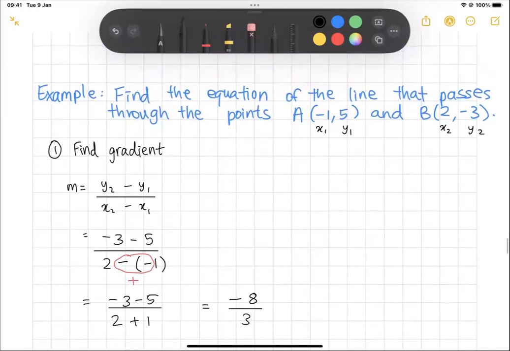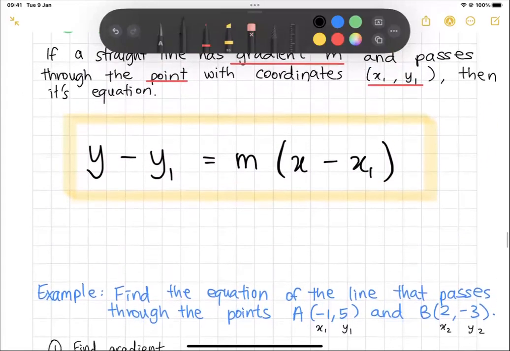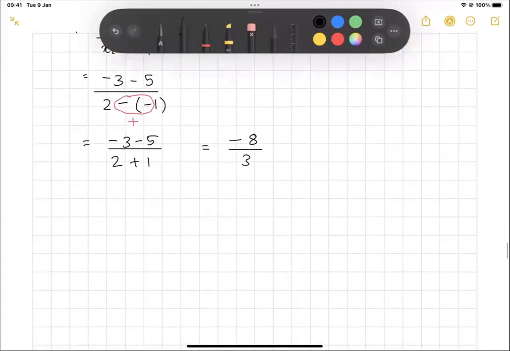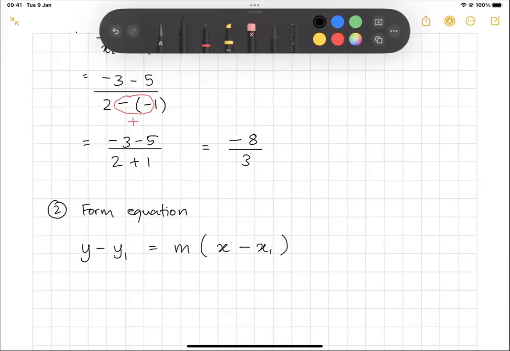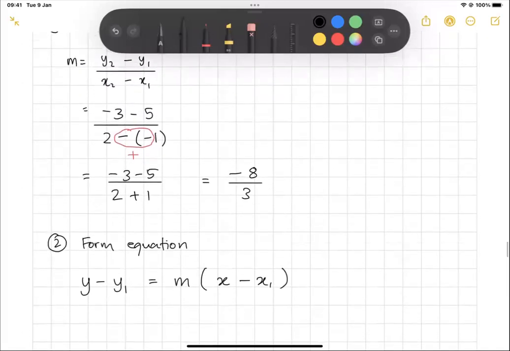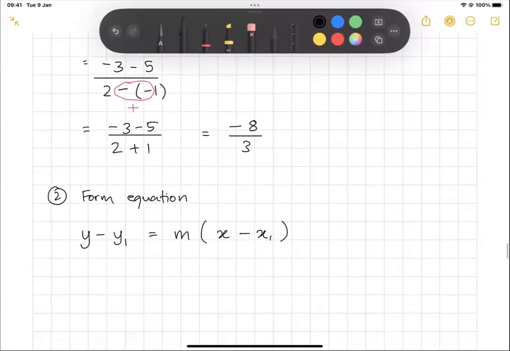Once I found my gradient, I'm going to form my equation. So the second step is I'm going to use this formula: y minus y1 equals m(x minus x1). So I'm going to write it down here. My next step is form equation. y minus y1 equals m(x minus x1). All right, so I know what my gradient is, I know what my m is. Do I know what my y1 and x1 is? Yes, I do, from this point here.